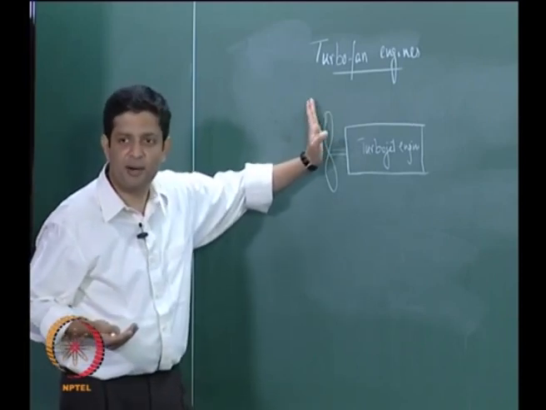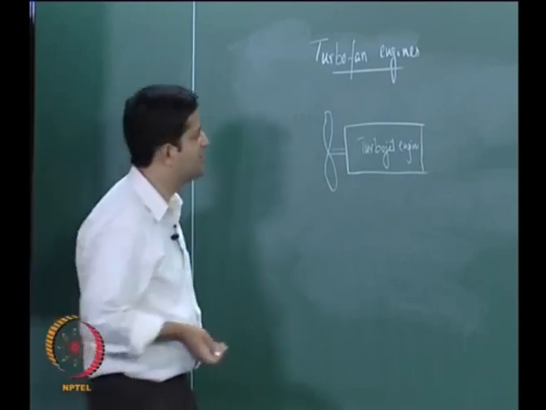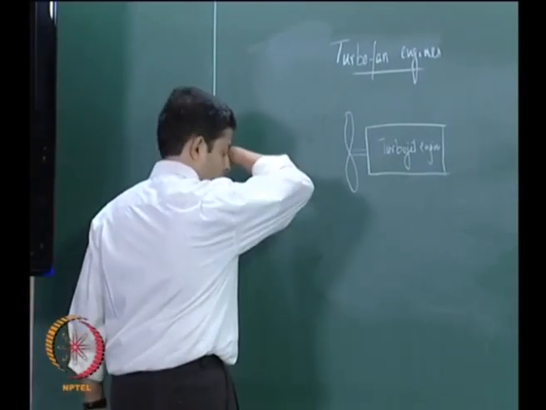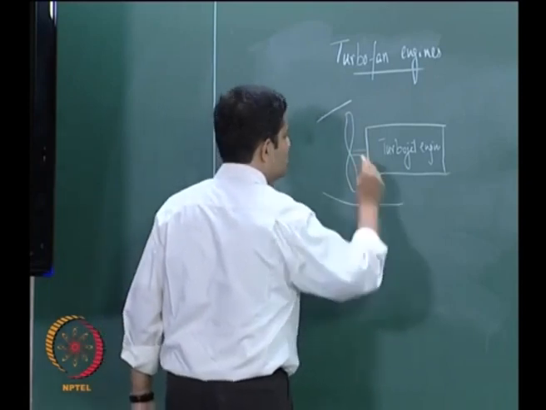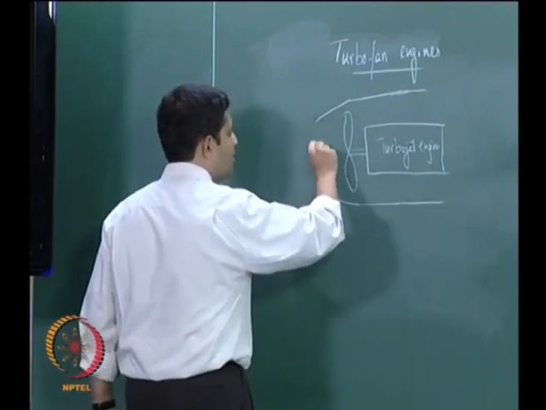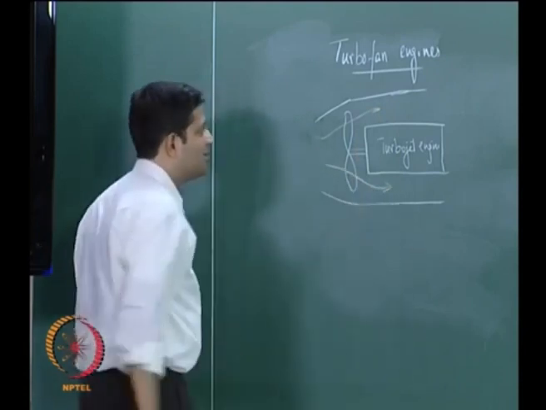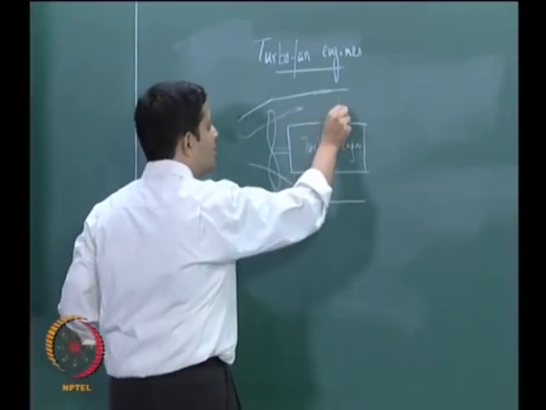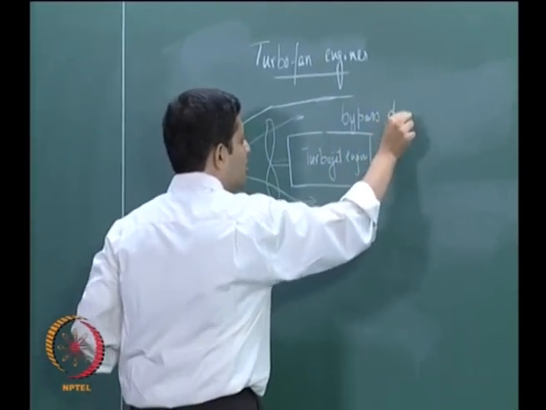So you have a part of the flow that is going through the fan and going through the, this is known as the bypass duct, and this is known as the core. So you have one part of the flow that is going through the core and the remaining going through the bypass duct, okay. And if you look at this figure here, you have what is a turbofan engine.